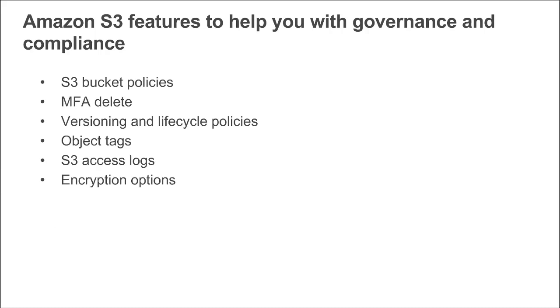S3 provides a number of features to help with the security and compliance best practices. For example, S3 bucket policies provide a very granular level of access control and permissions to your buckets and objects. Versioning protects against accidental overwrites and deletes. Object tags can help grant permissions through policies. And encryption options like SSE and AWS KMS help ensure that your data is encrypted at rest.